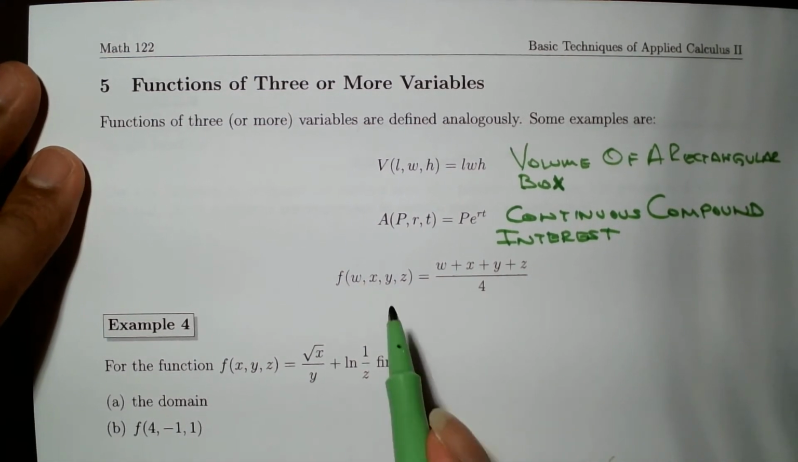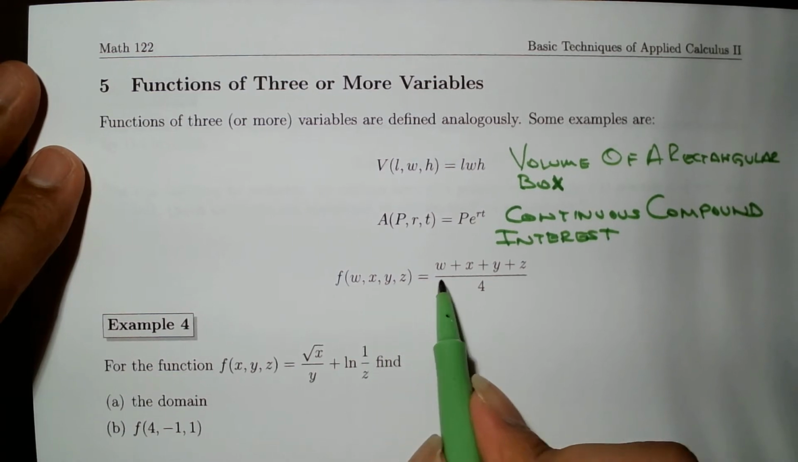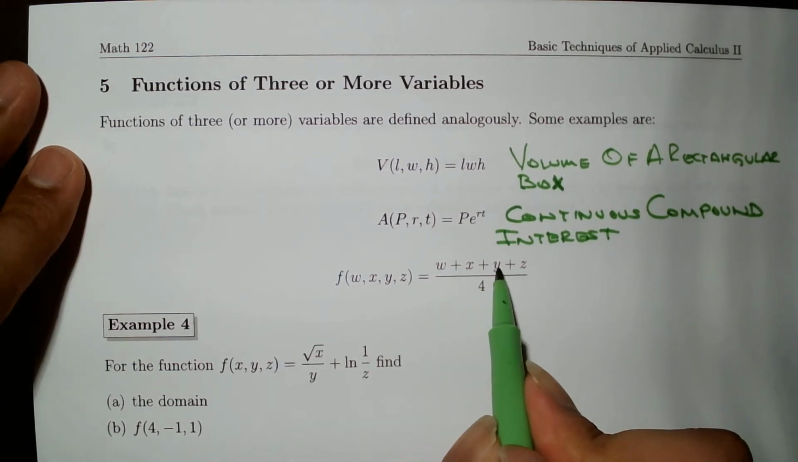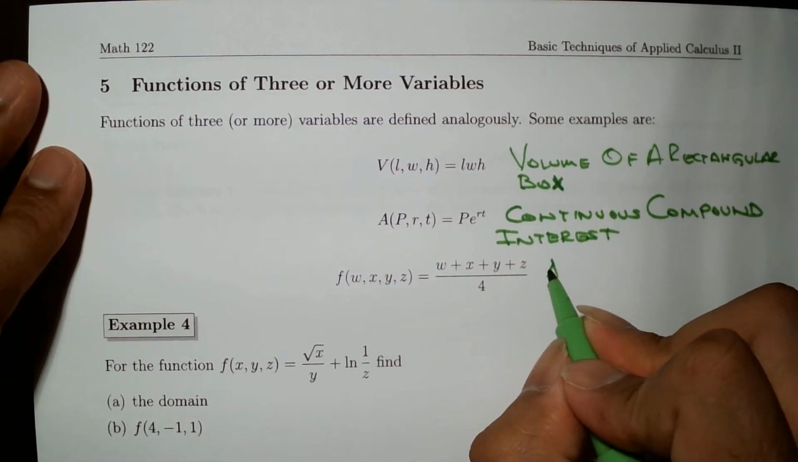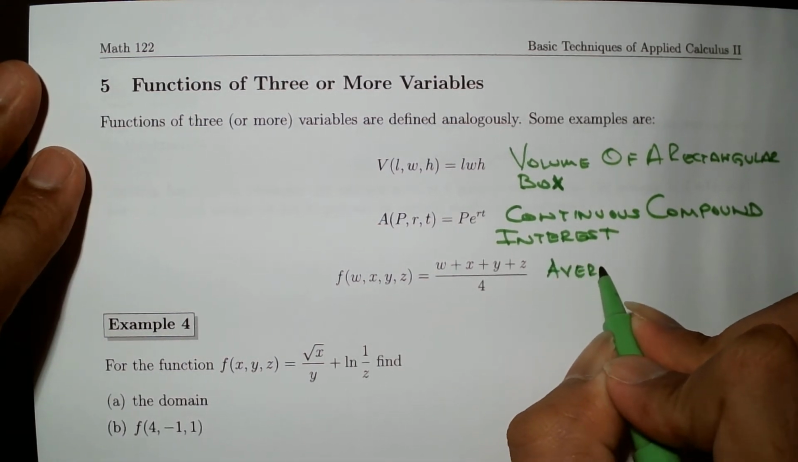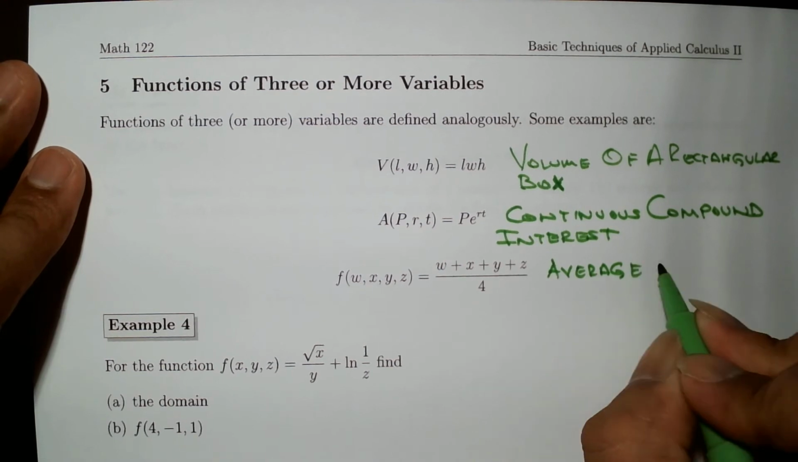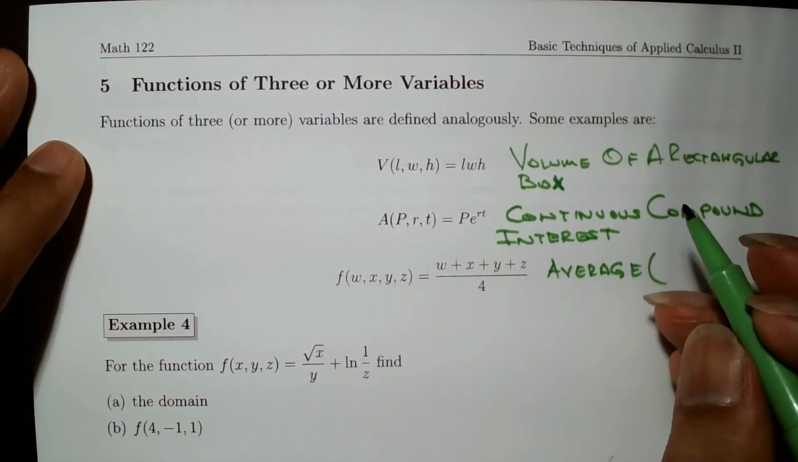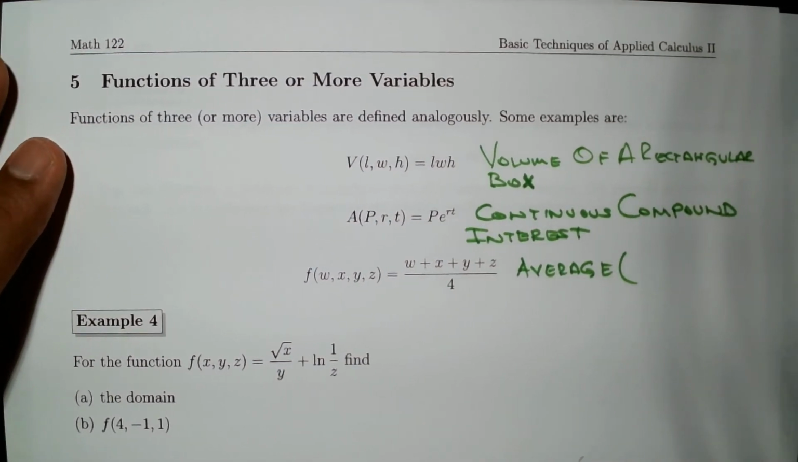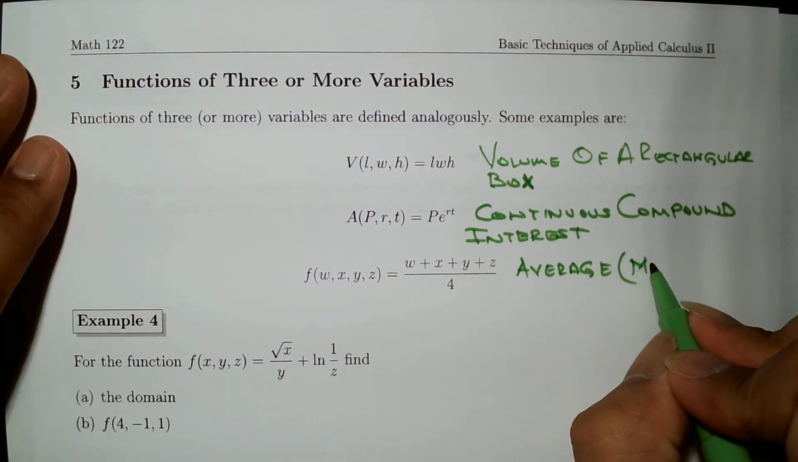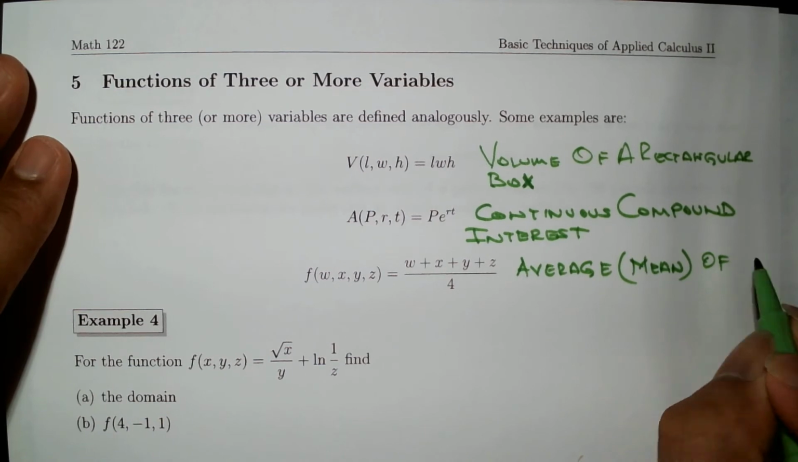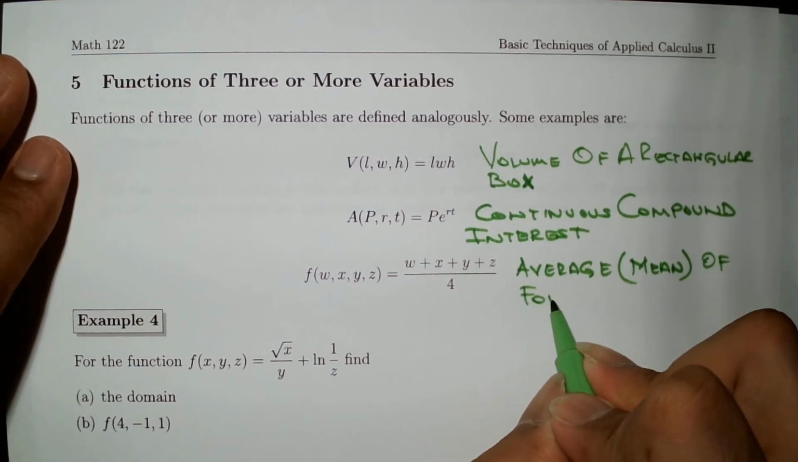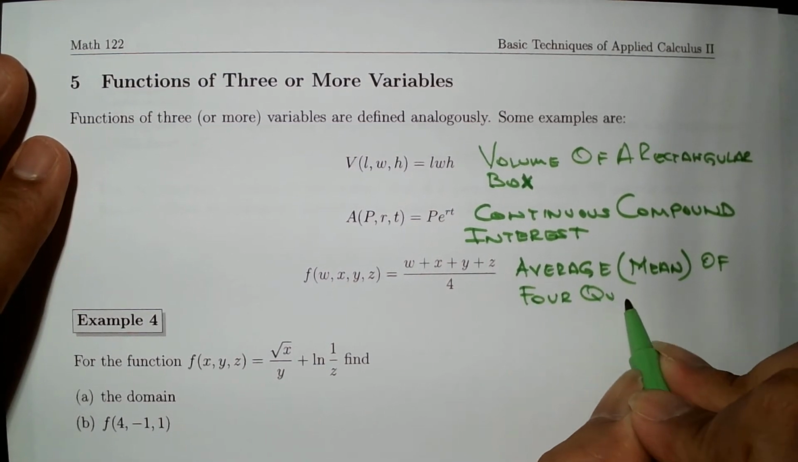Okay. And then we have this f of w, x, y, z. Well, we're adding these 4 quantities and dividing by 4. Well, this is the average, or if you want to see this from the statistics point of view, the mean of 4 quantities.